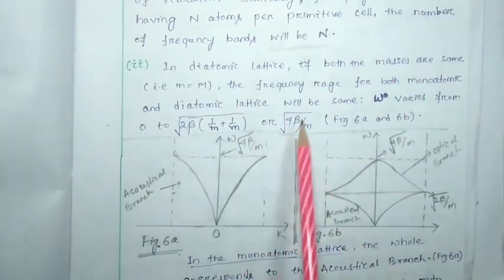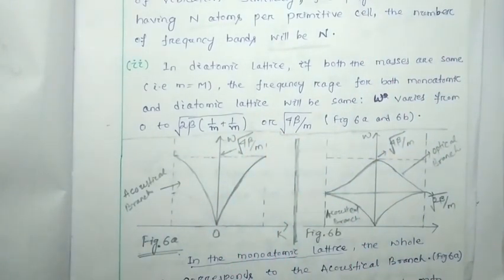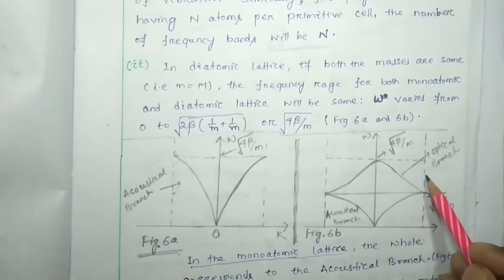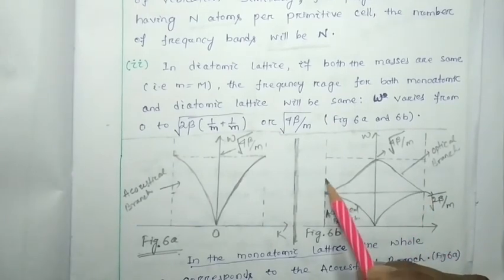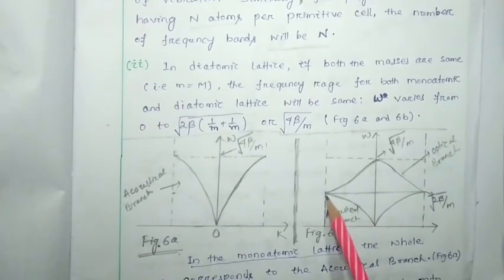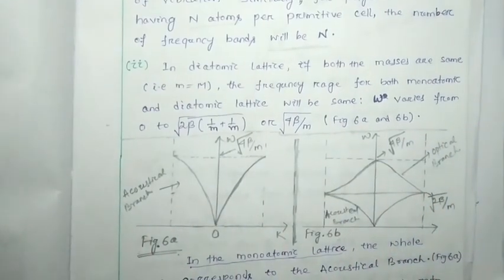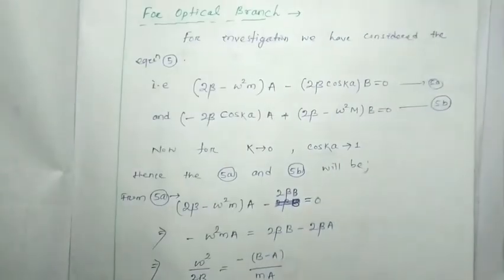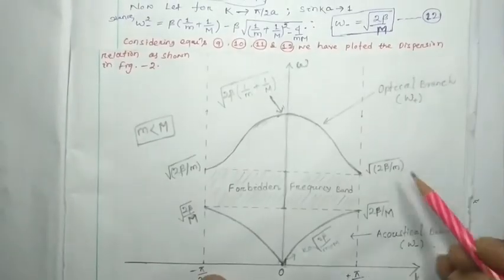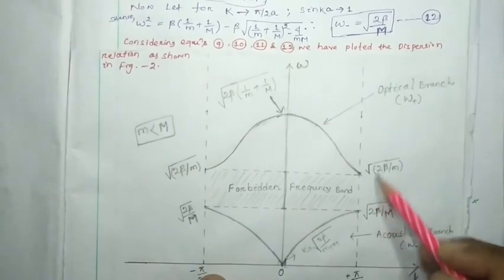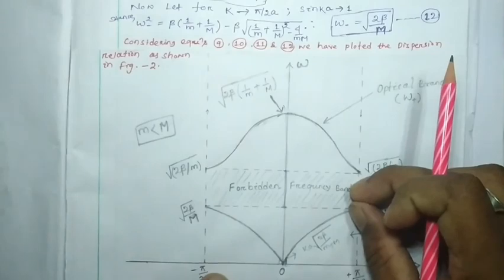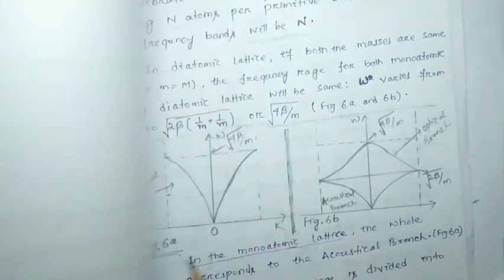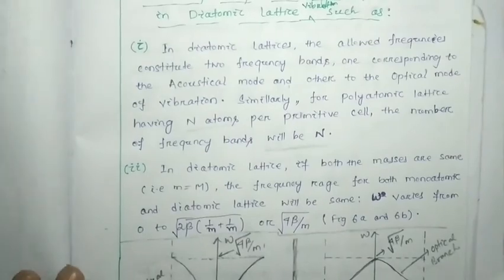Another thing you can see is that this is separated by 2 beta by small m, and this is 2 beta by capital M. If both the masses are the same, then both of these coincide with each other, and we are not going to get any type of forbidden band. See here, if both the masses are the same, then both values are the same, so there will not be any forbidden band. We are not going to get the forbidden band. These are the kinds of results we are going to discuss in our next video or next class.